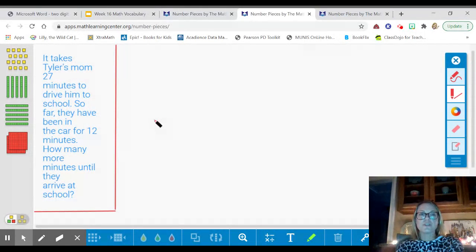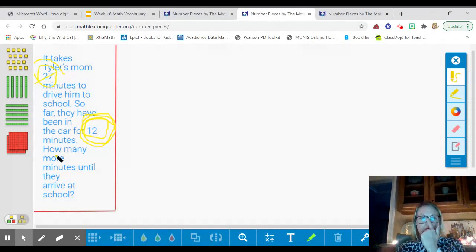Okay, boys and girls, we have another word problem. It said it takes Tyler's mom 27 minutes to drive him to school. So far, they have been in the car for 12 minutes. How many more minutes until they arrive at school? Okay, the first thing I'm going to do is find my numbers. That's right, boys and girls. 27 is a number I have in my word problem, and 12 is my other number I have in my word problem. Okay, so those are the numbers I'm going to be working with. The next thing I'm going to do is try to find my keywords. Do you notice any keywords?